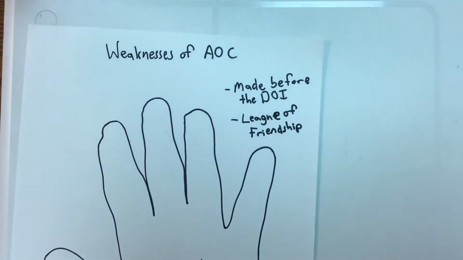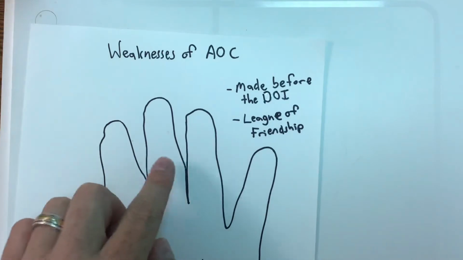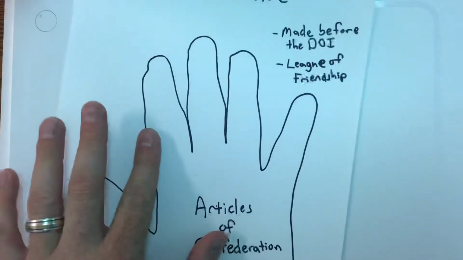So with the League of Friendship, what this means is that instead of each one of the colonies trying to be dominant over the other, they decided they would try to work with each other, which any group of friends knows is going to be really, really difficult to do. So what we're going to do is look at each one of these weaknesses and talk about them. When you're done, go ahead and color each one of the fingers. Each one of these will be a different color because color tends to help with memory.